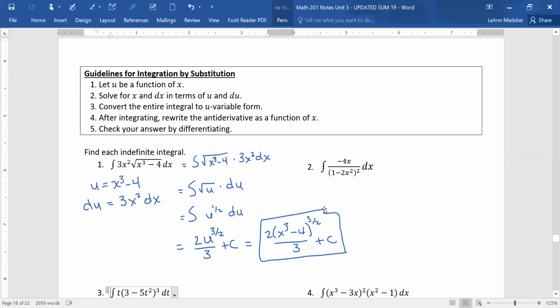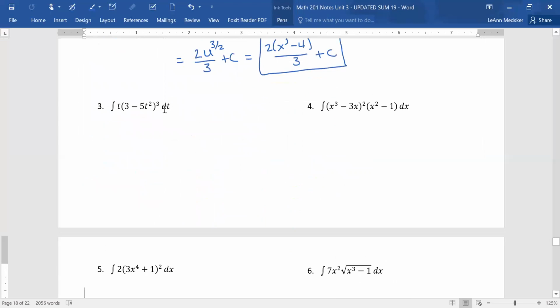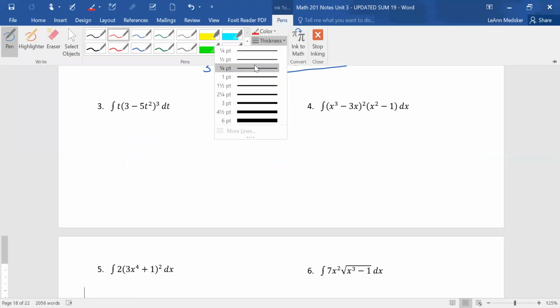Let's look at number 3 together. So the inside function for number 3 is going to be the 3 minus 5t squared, because that's inside that cubed part. So we're going to let that be our u for our u-substitution.